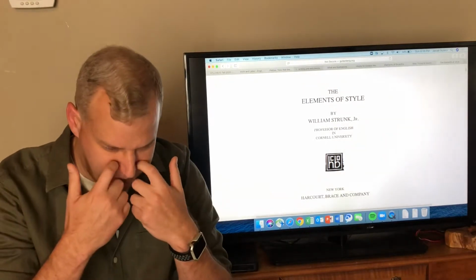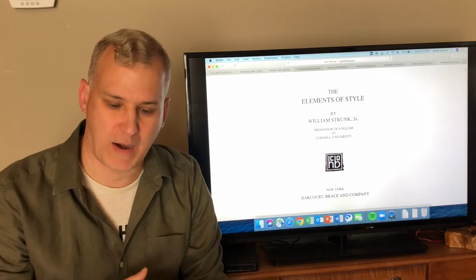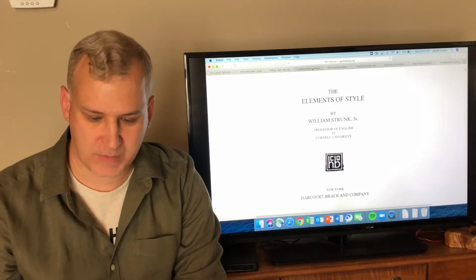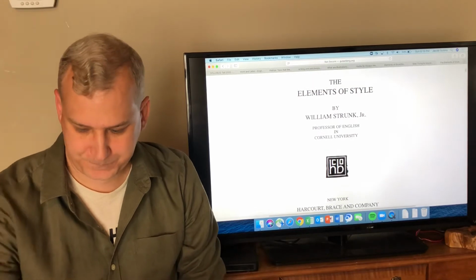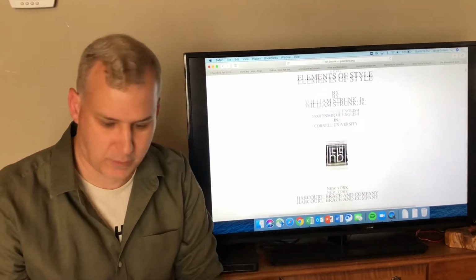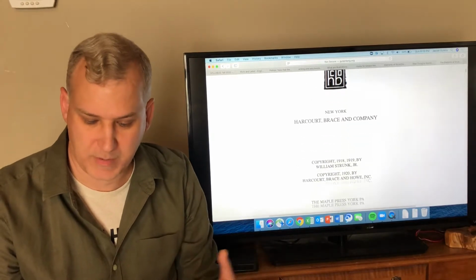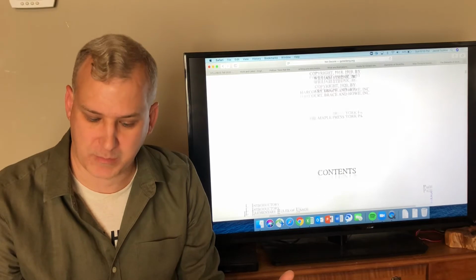One of the most famous guides to writing is a book called The Elements of Style by Strunk and White. It was originally written by William Strunk, a professor of English at Cornell. Then there were some additions made by E.B. White, who some of y'all may know. E.B. White is most famous for writing Charlotte's Web.